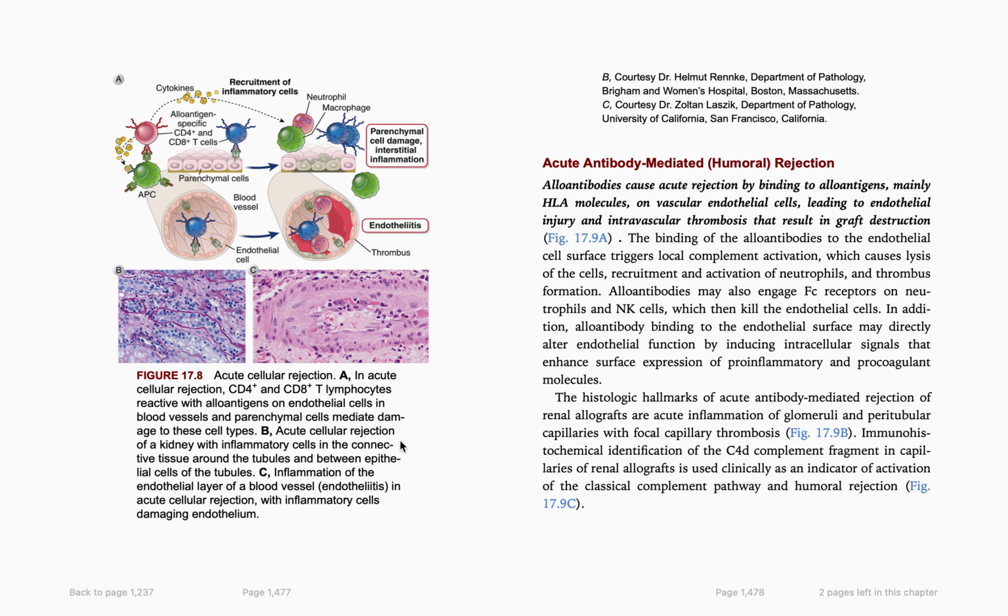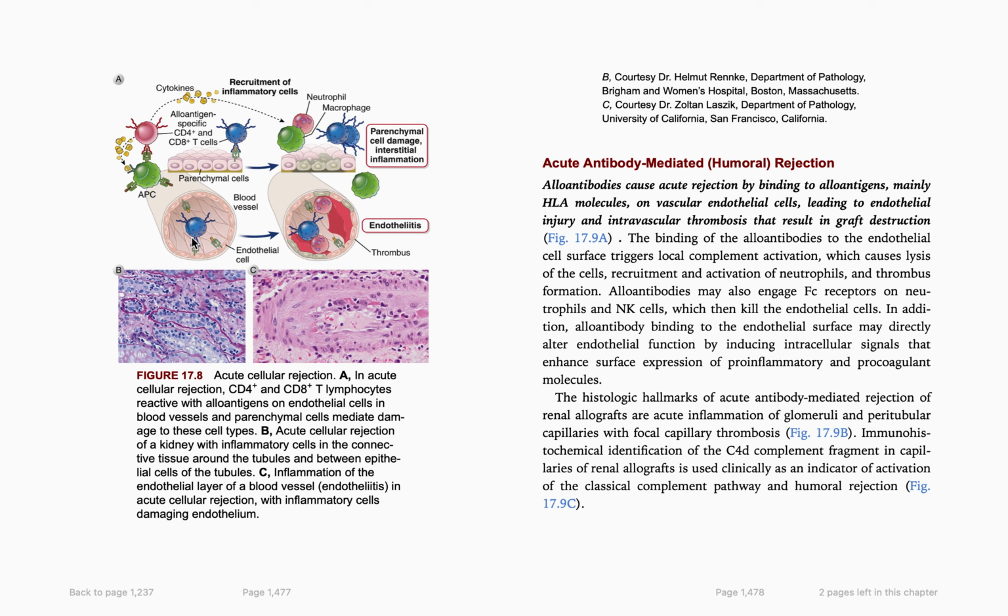B. Acute cellular rejection of kidney with inflammatory cells in the connective tissue around the tubule and between epithelial cells of the tubules. C is inflammation of the endothelial layer of a blood vessel, endotheliitis, in acute cellular rejection, with inflammatory cells damaging the endothelium.